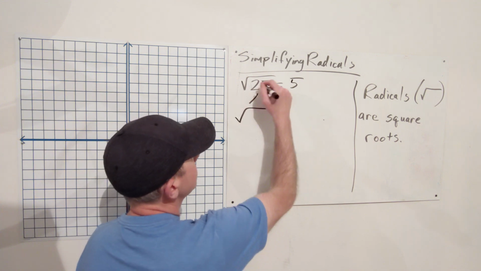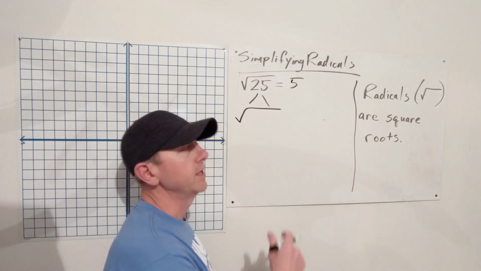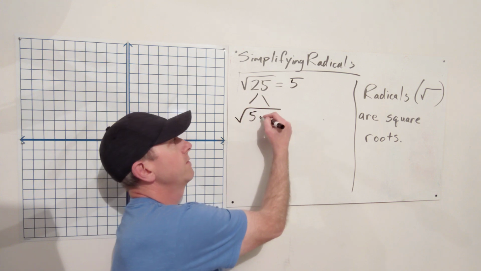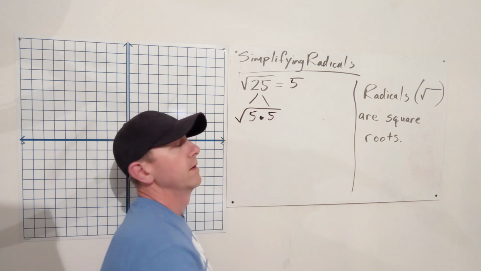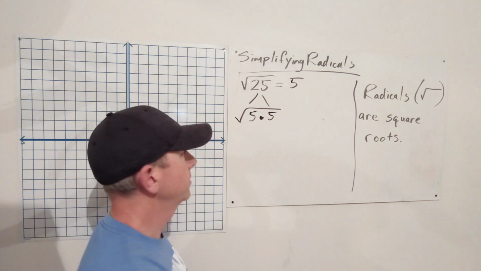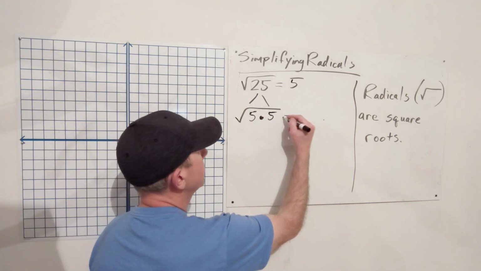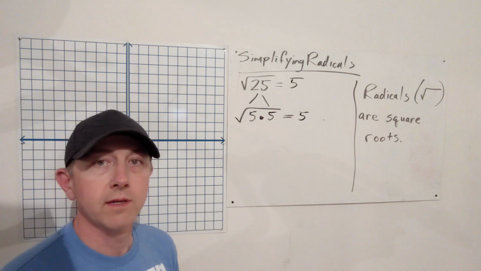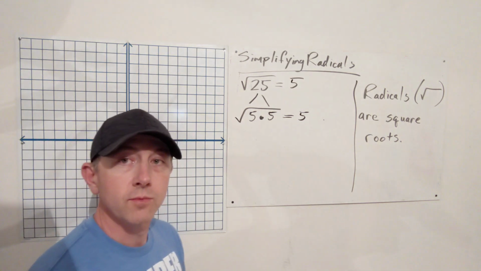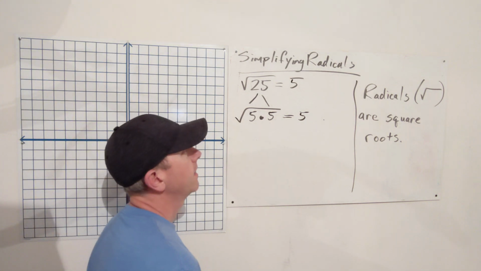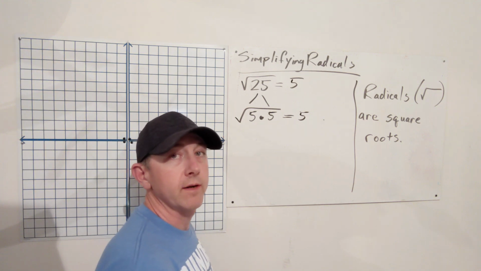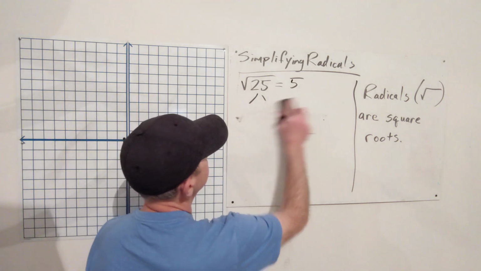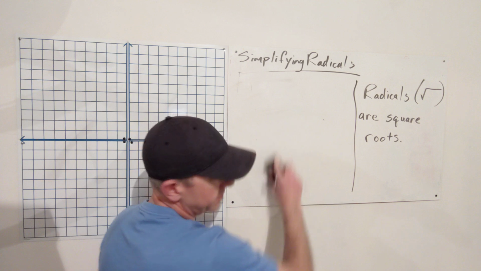So we could take 25 and make a factor tree and turn that into a 5 times a 5. Anytime we find a match under the radical, that is going to turn into just a 5. So that is the reason that works. Basically what we're doing here is looking for matches to help break down and simplify the radicals. All right, so there's a good starting point.